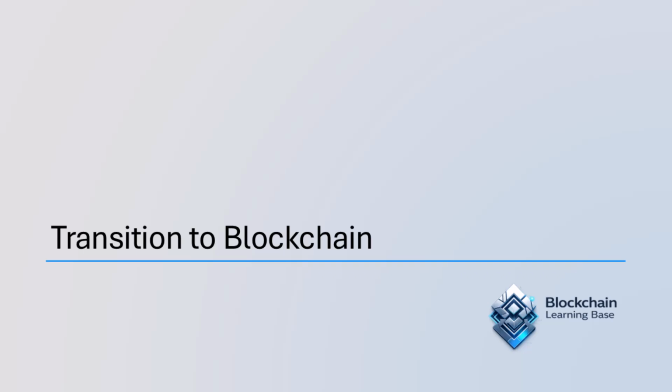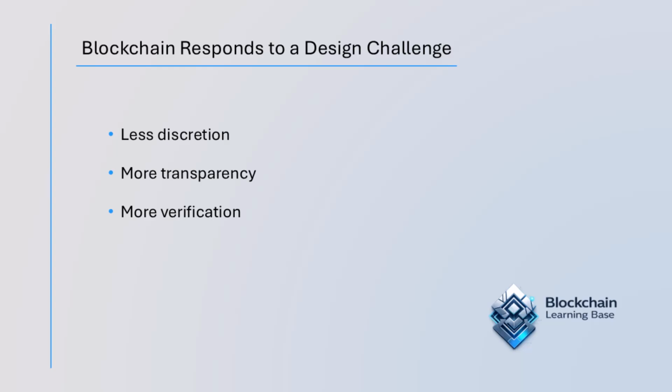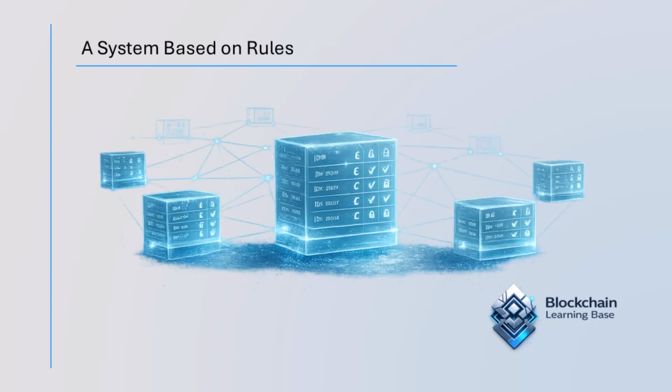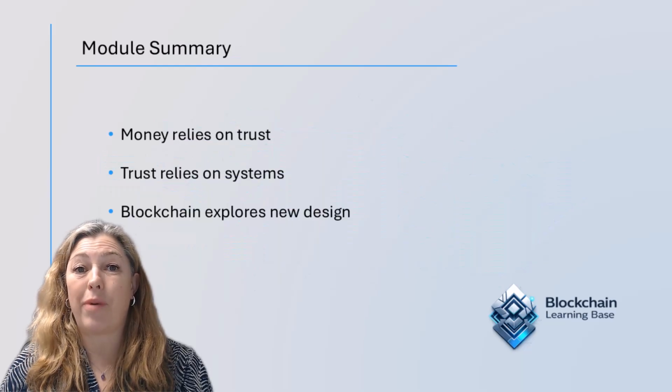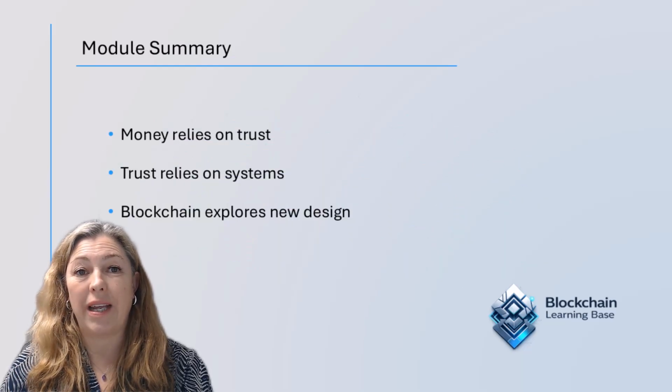Smooth transition to blockchain. And that question is what leads us to blockchain. Blockchain is not an attack on money, it is not anti-government, it's not anti-bank. It's a response to a design challenge. How do we create systems that rely less on discretion and more on transparency, rules and verification? Now that we understand how money works today, we can properly understand why blockchain exists at all. So in the next module, we'll answer a very practical question. What actually is blockchain?